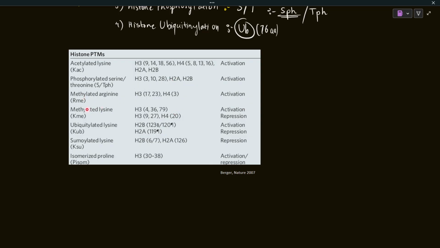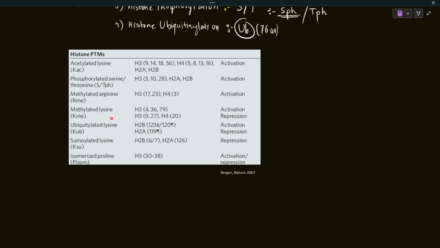Methylation can be done on arginine as well as lysine. Depending on the lysine, it could be either an activation or repression mark. But whenever it is done on arginine, it is always an activation mark. It is written as RME if done on arginine and KME if done on lysine, because R represents arginine and K represents lysine. Methylation of arginine can be done on H3 or H4, while methylation on lysine can be done on H3 and H4 on the following residues.